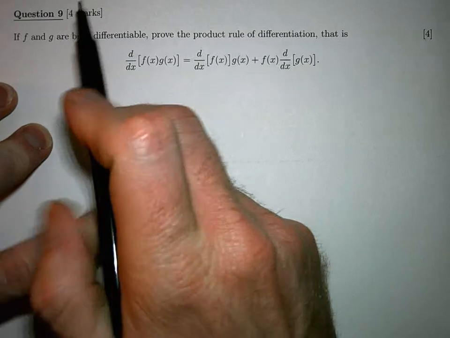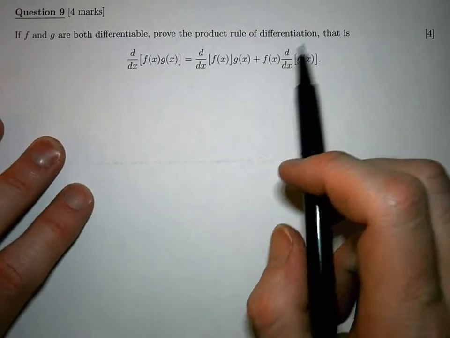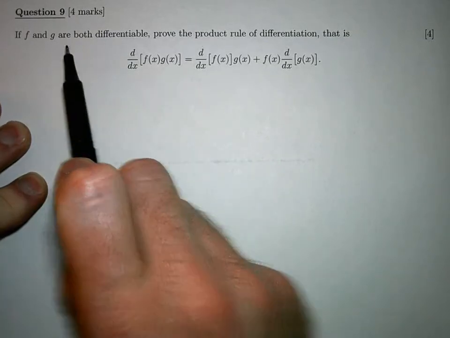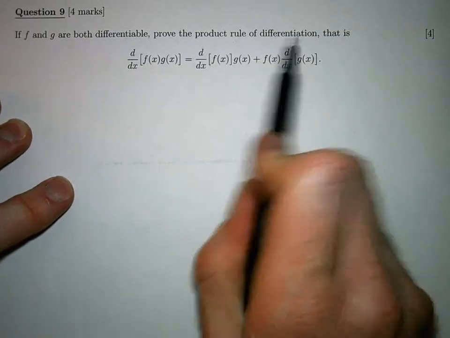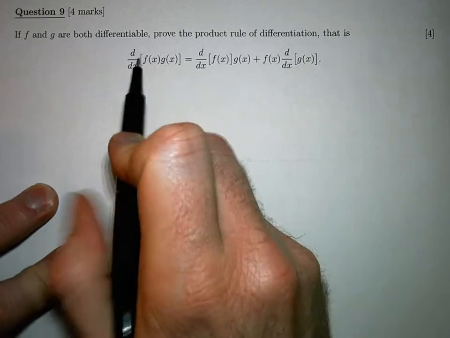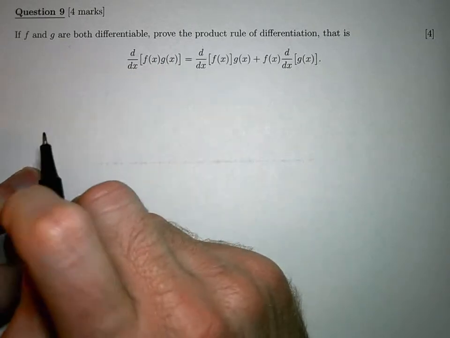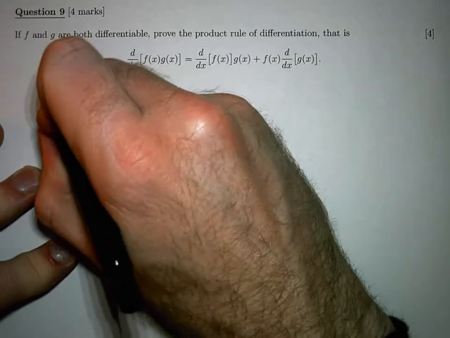This is question 9 for 4 marks, and this is just theory, so you either know it or you don't, but I'm going to go through it. If f and g are both differentiable, prove the product rule for differentiation. Okay, so the left-hand side here is the derivative with respect to x of f of x times g of x. So we're going to start with that.